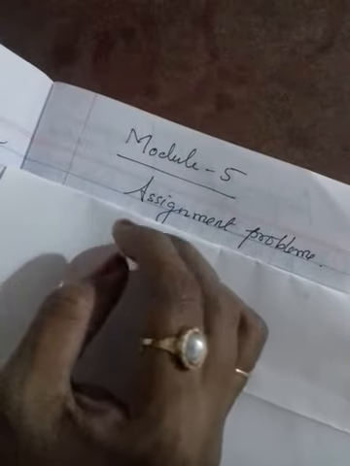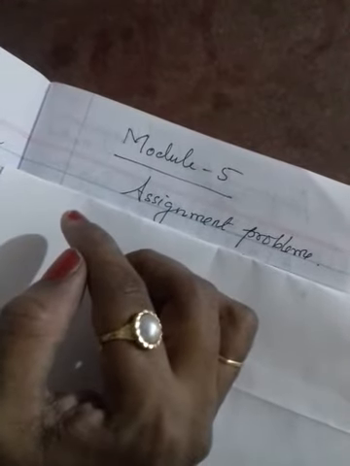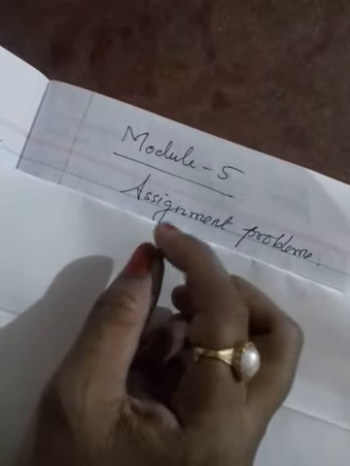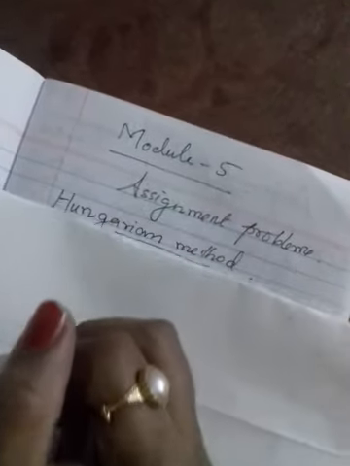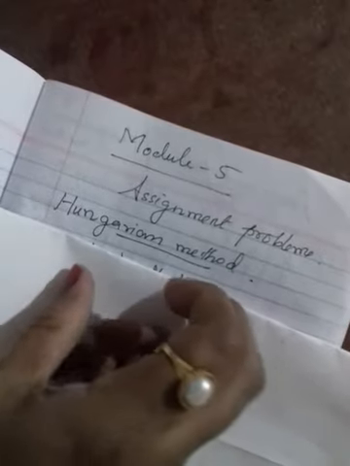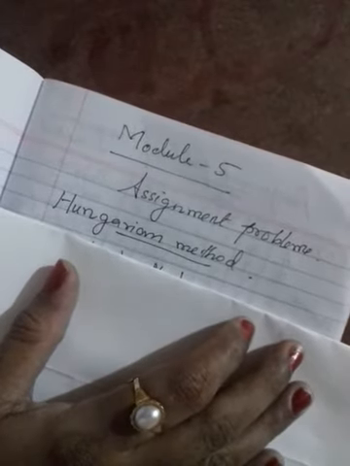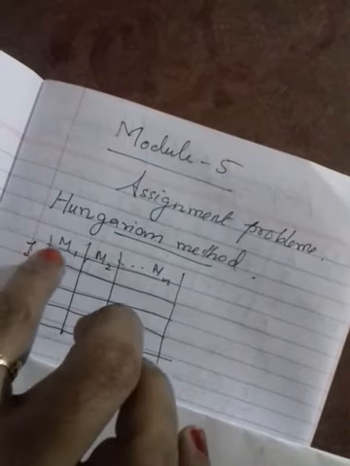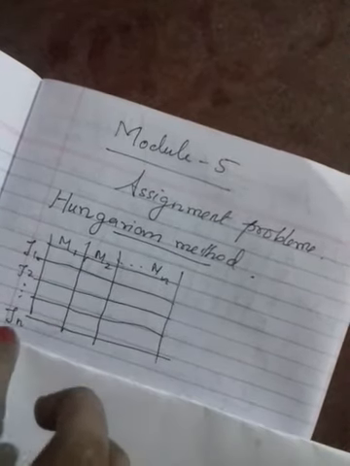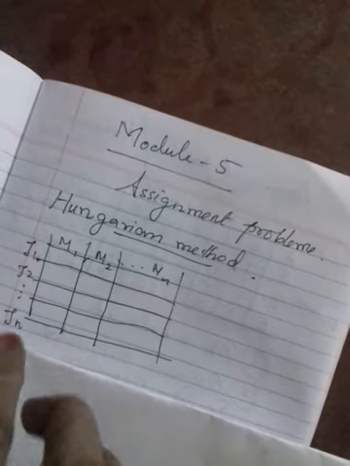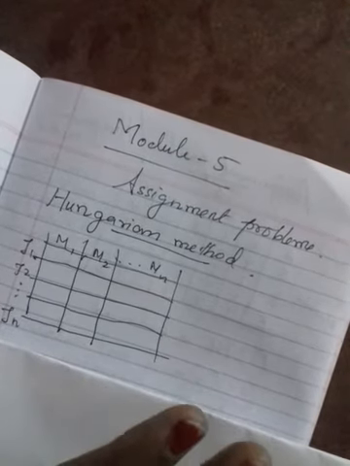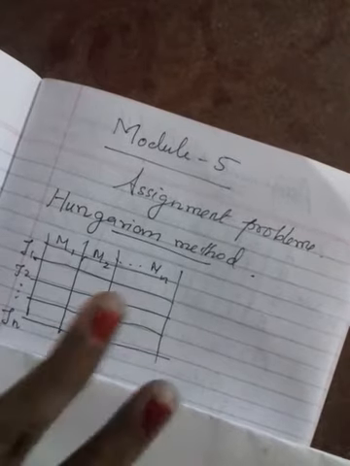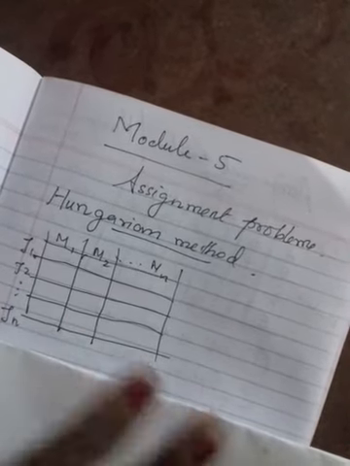Hi everybody. Today in this video section we are going to see module 5, the assignment problem. The assignment problem is otherwise called the Hungarian method. There is a standard format for the Hungarian method: M machines and N jobs. Like a transportation cost problem, but here we don't have any supply and demand, we are only going to do assignment.